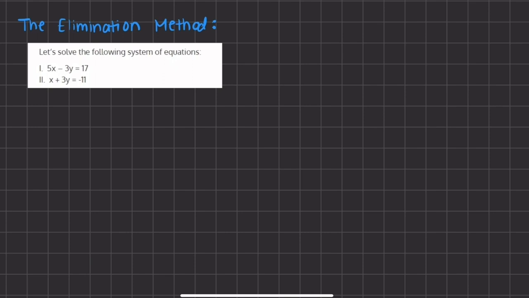In this case we have 5x minus 3y equals 17 and x plus 3y equals negative 11. As you can tell, we have a negative 3y and a positive 3y. If we add these two equations to one another, the y's will cancel out and we will only be left with one variable, which is x. So let's do so. We have 5x minus 3y plus, because we are adding the two equations together, our second equation, x plus 3y, equals 17 plus negative 11.